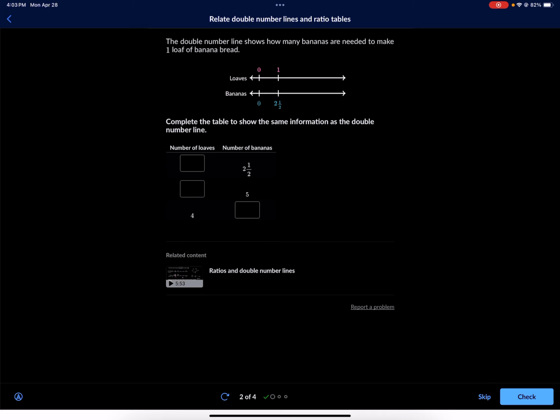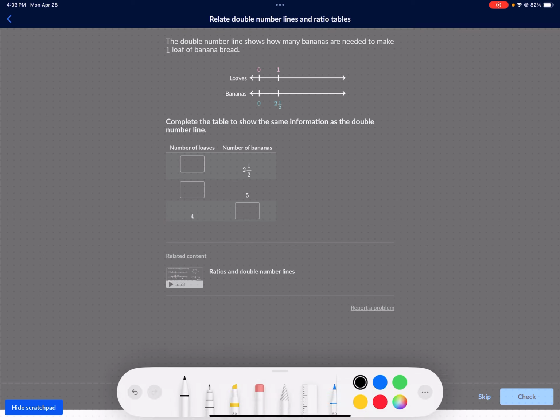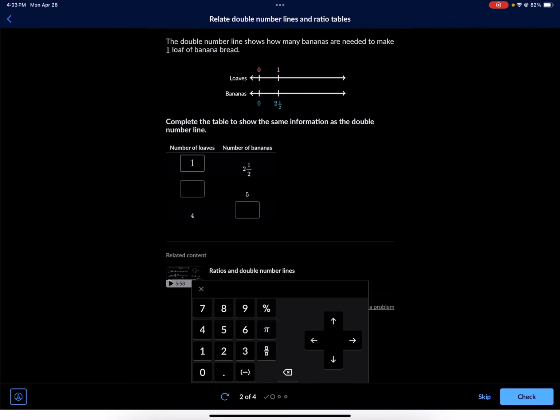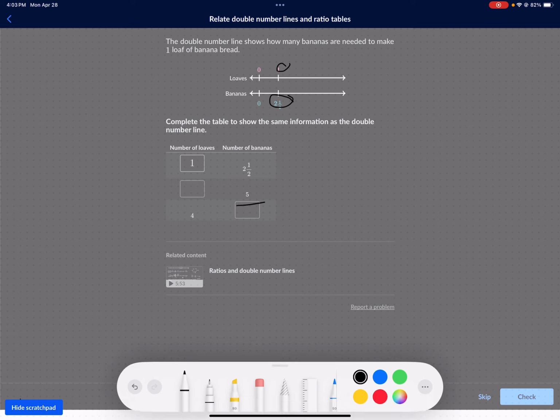So here we actually have to fill in the table. This first one is just given. Number of bananas said right here. So 1 is our given. So 1 loaf. Now we have a 5 here. Now, if we take 5 and we divide it by 2 1/2. Well, first off, let's convert the decimals. So 2 1/2 is 2.5. And 5 divided by 2.5 is equal to 2. Good. So that means that we must have how many loaves for our bananas?